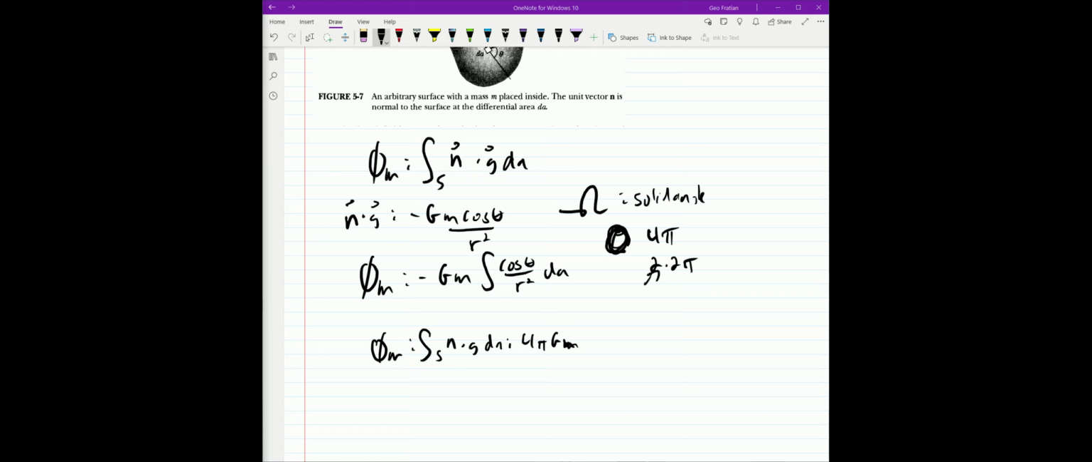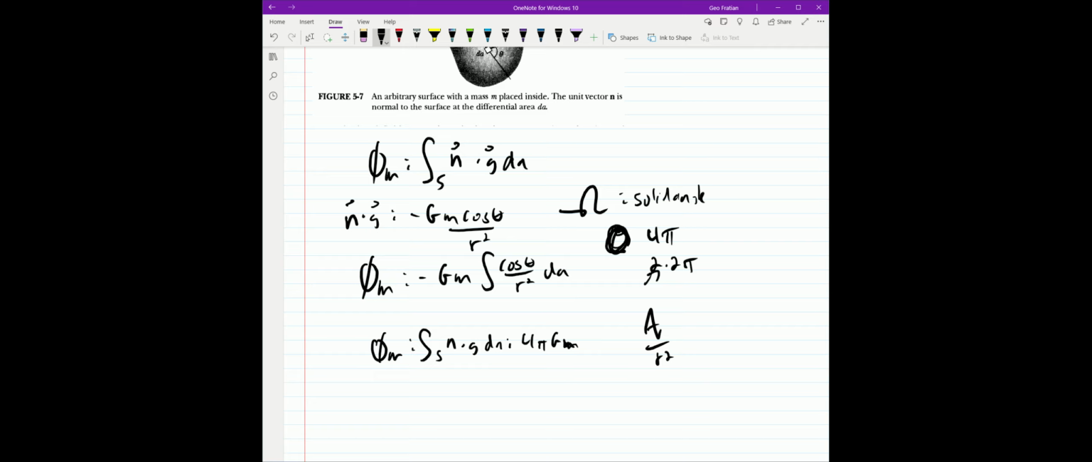I'm going to Google solid angle derivation because that's bothering me. Solid angle, I should know this. Yeah, okay. So the solid angle is area over r squared. It's like a linear thing. Okay, yeah, here it is.